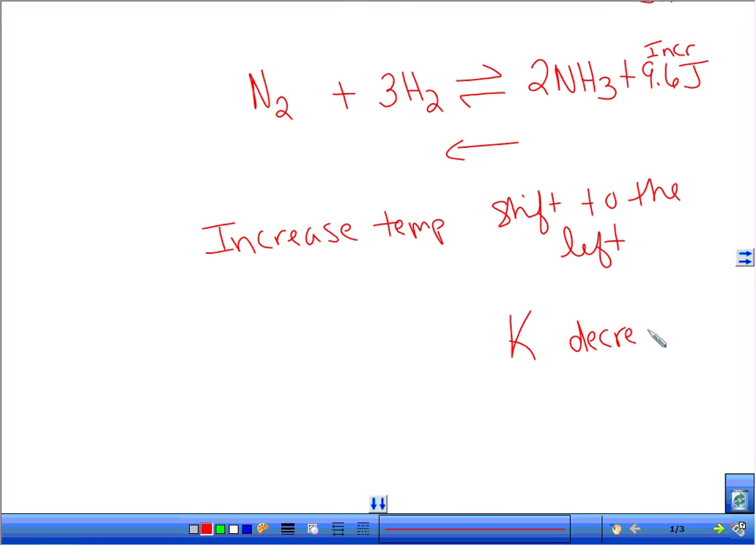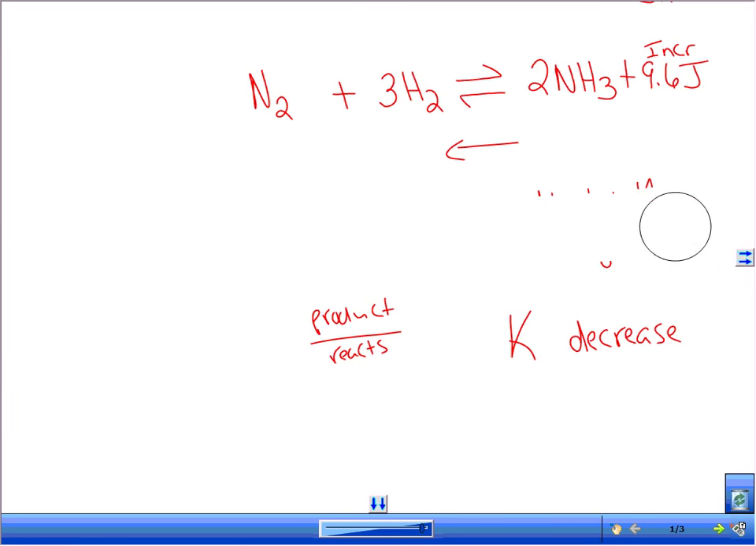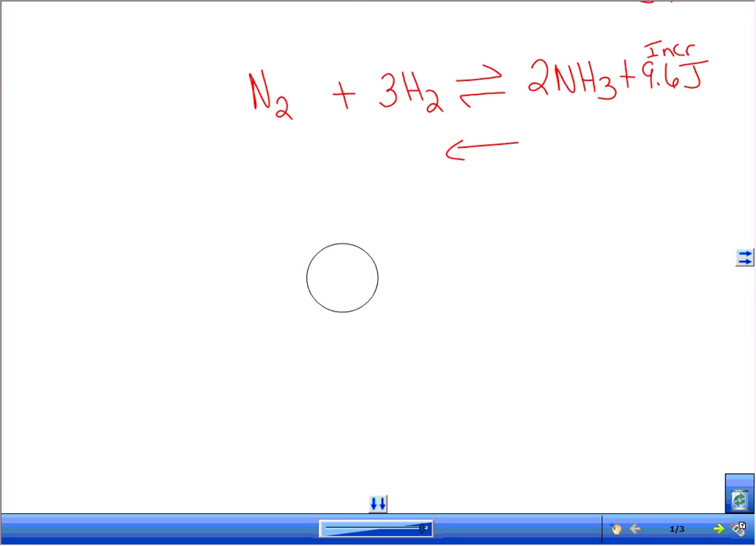And the reason is, remember, the smaller the K, the more the reactants are favored. But if you think about it, it's products on top over the reactants. And if this is getting smaller and this is getting larger, then the K would be going down. So anytime it shifts to the reactant side, the K will decrease because your product is actually decreasing when temperature is involved. That is only when temperature is involved. If temperature is not involved, K is going to remain the same.